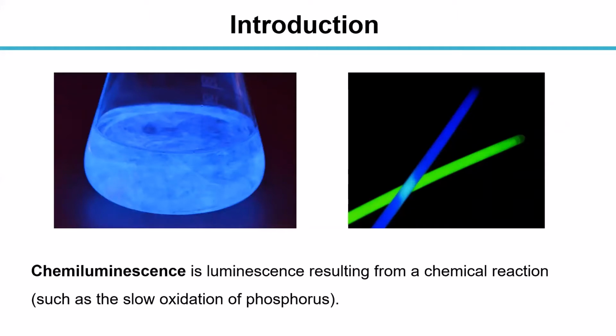Today, we will learn chemiluminescence. Chemiluminescence is luminescence resulting from a chemical reaction, such as the slow oxidation of phosphorus.